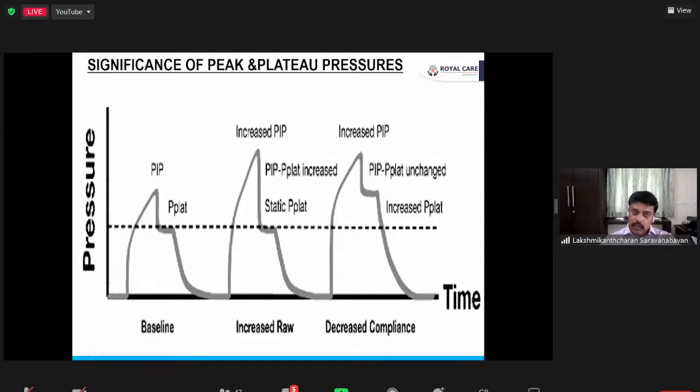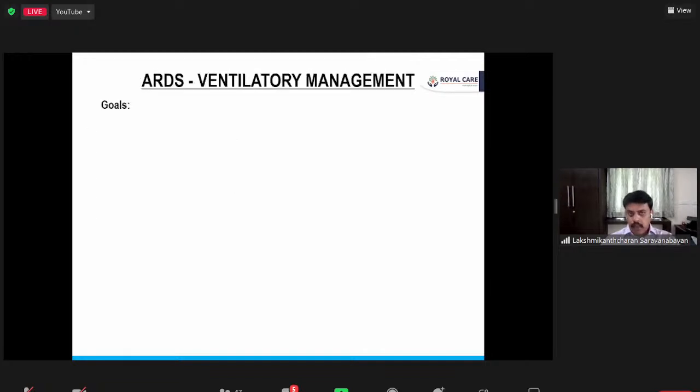It need not be a patient with ARDS. Any patient you ventilate, keep monitoring your plateau pressure. Whenever the plateau pressure goes high for the same amount of tidal volume, always think there is some problem with your compliance. So, coming to the ventilatory management of ARDS.